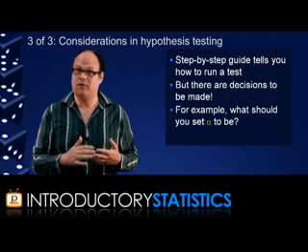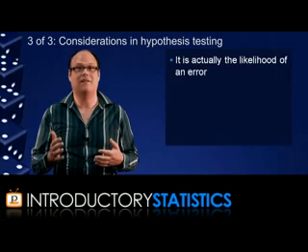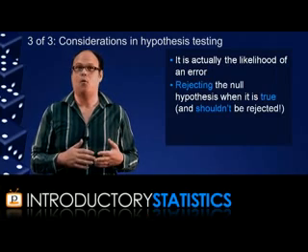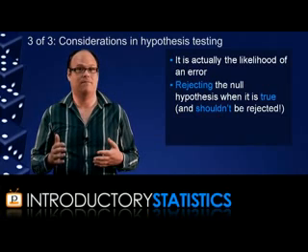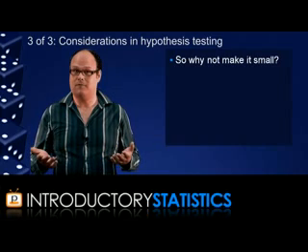Well, one thing that will affect your decision is that alpha is actually the probability of committing a kind of error in the test. In particular, it's the probability of rejecting the null hypothesis when it's true and shouldn't be rejected. This is known as a type 1 error. So why not make alpha as small as possible?